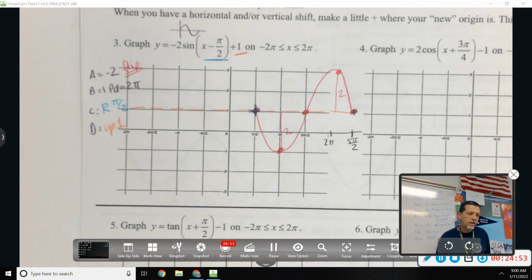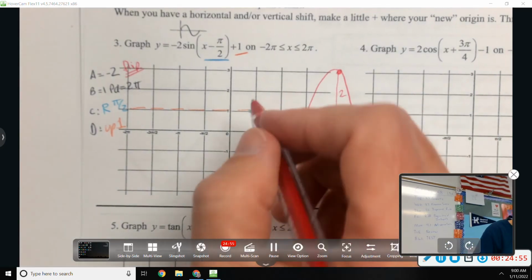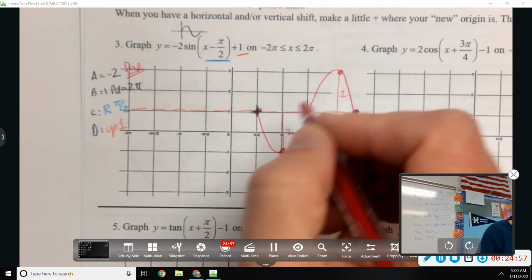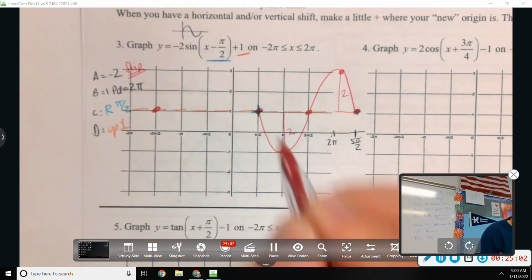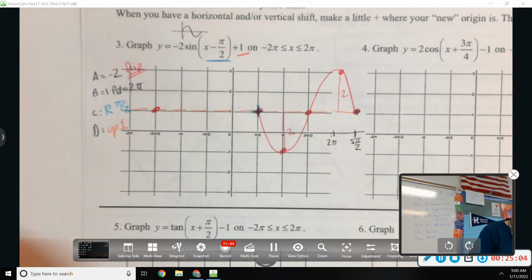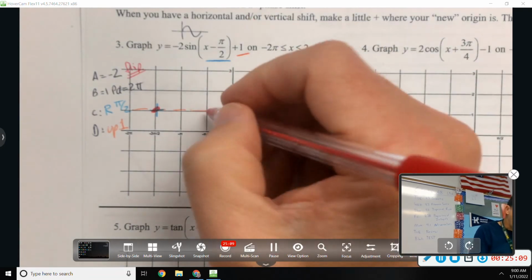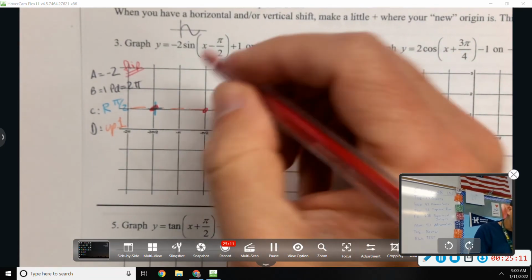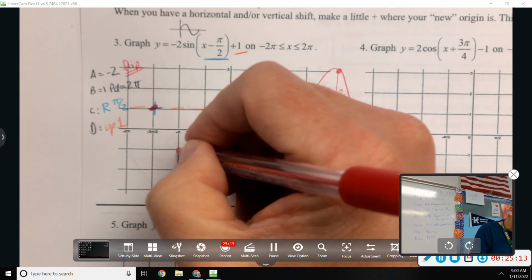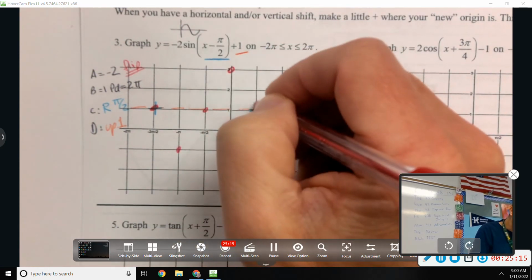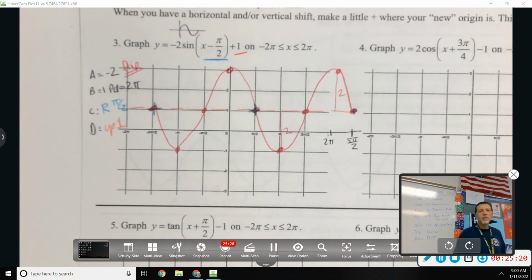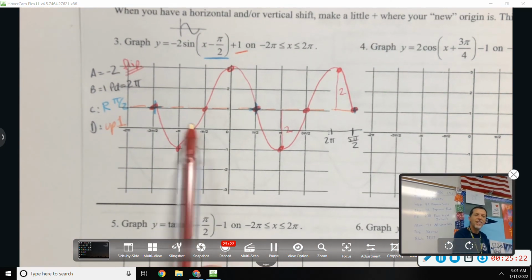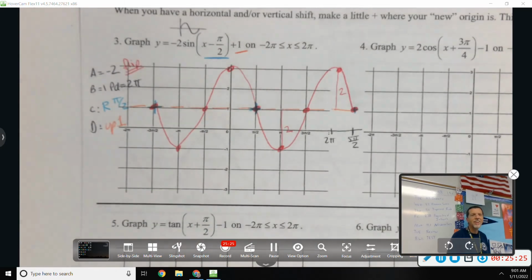And let's just extend it back. I'm just going to go all the way back 2 pi away. That's probably the easiest way to go. Whoops, got in a little hurry there. That's not the best looking sine wave right there.